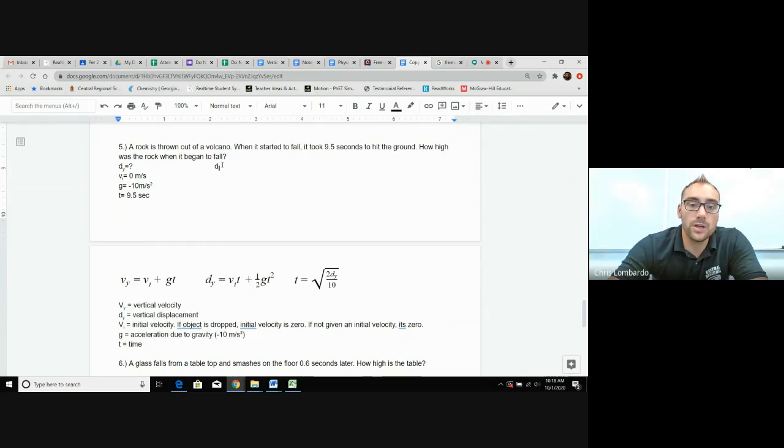dy equals, okay. Vi was 0, so 0 times time, 9.5 seconds. Plus one half g t squared, so negative 10. Remember, you're only squaring t in this problem. Underneath, 0 times anything is 0. Bring down your plus sign. 9.5 squared.